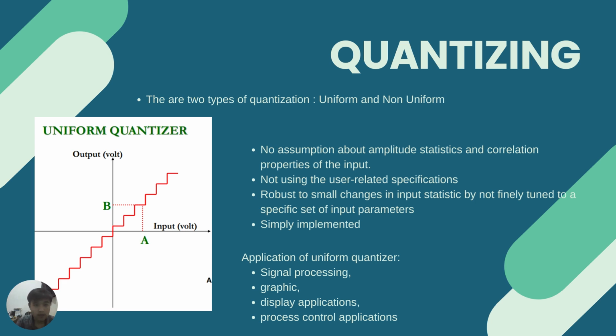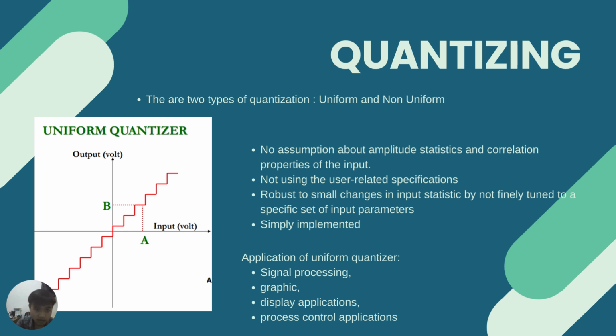And then, actually there are two kinds of quantization. There are two types. Here is uniform. So this is the uniform quantization. As you can see here, A is equal to B here.